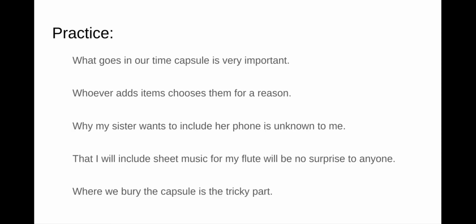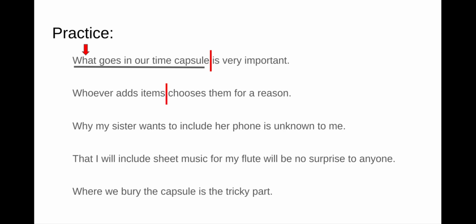So the first one, what goes in our time capsule is very important. So where's that main verb? Where should we divide this between subject and predicate? If you said between capsule and is, you've got it. So now find that introductory word, what, and go until you get to the main verb, what goes in our time capsule, and there you have the noun clause.